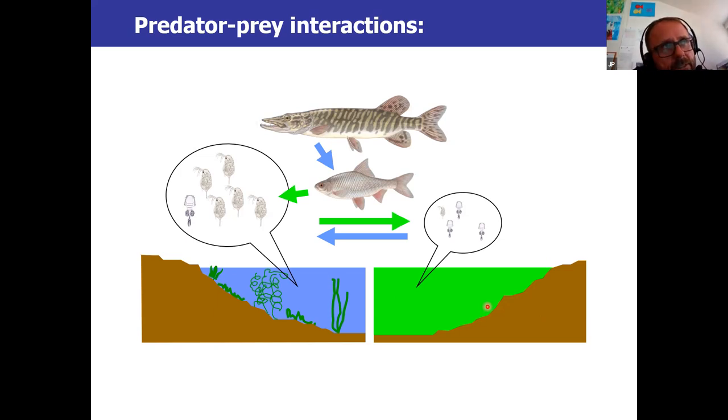So with the management of the fish community, we can shape the ecosystem towards one of these states, transparent water or green water. This is commonly used. It's called biomanipulation. So by affecting the trophic pyramid, you can push the ecosystem towards the desired state.